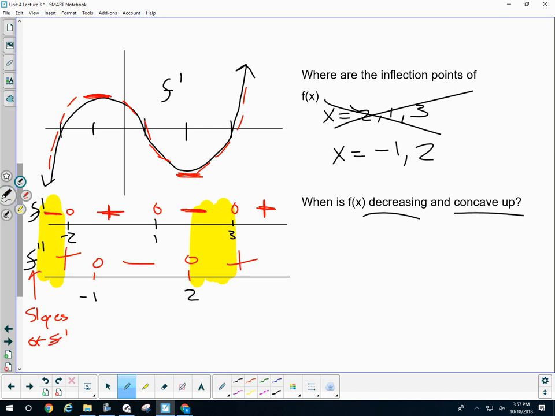And it's because you are thinking, okay, f prime is telling me that f is going down, then up, then down, then up. The second derivative is telling me that f is concave up and concave down and concave up.